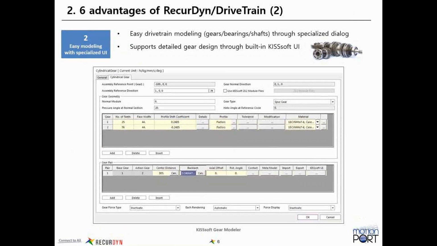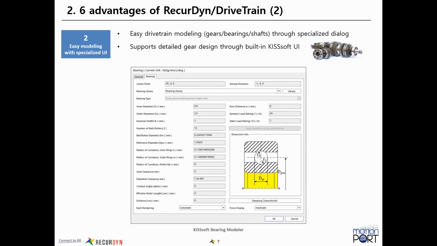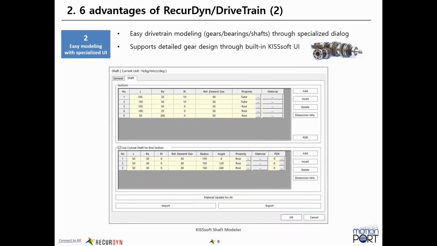So another main advantage is the easy modeling within the specialized user interface. So you have an easy way to model the gears, bearings, and shaft through specialized dialogs. Some of these dialogs are shown below. So this one here is the cylindrical gear modeling dialog from KSSoft. And so you can basically enter many detailed parameters of the gears. This is an example of the KSSoft bearing modeler dialog. And then here's an example of the shaft modeler.